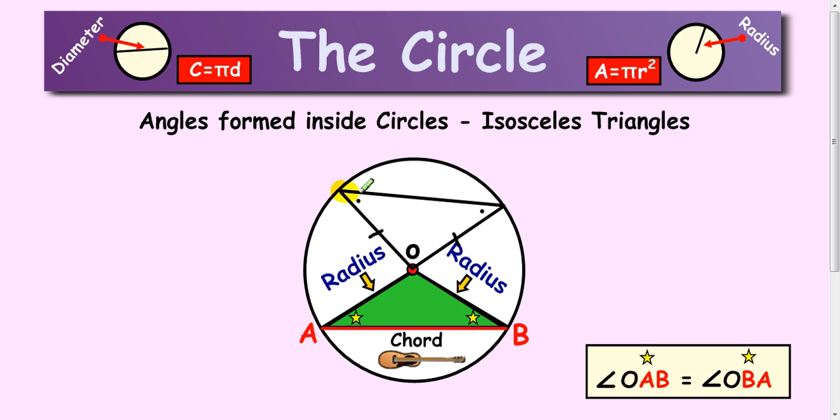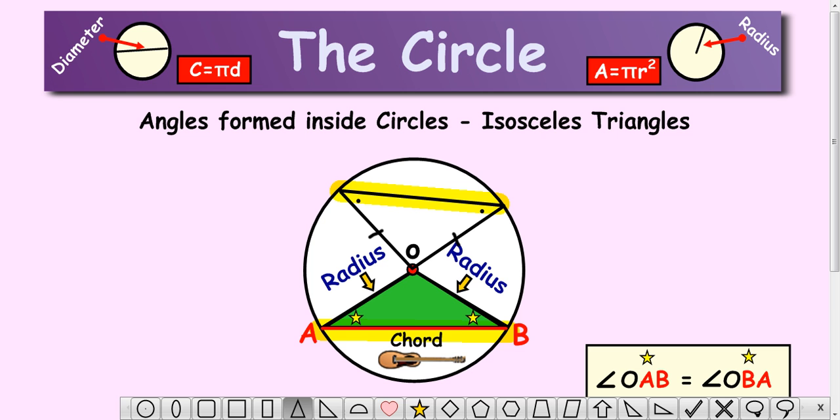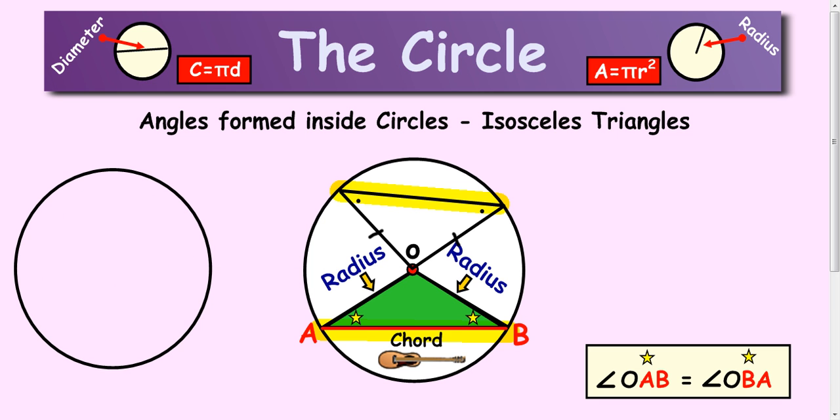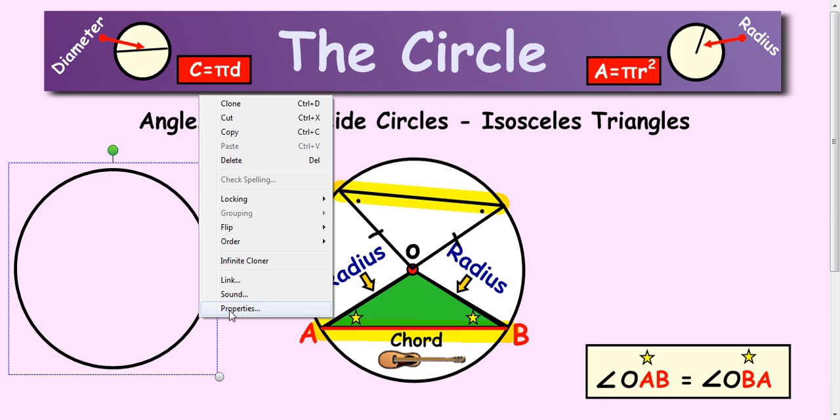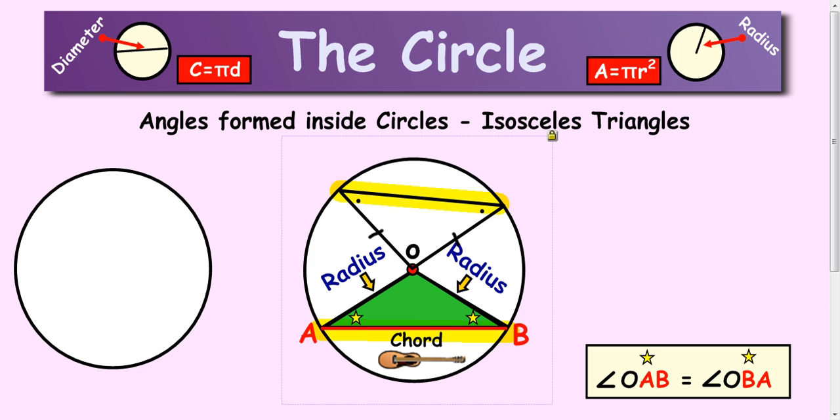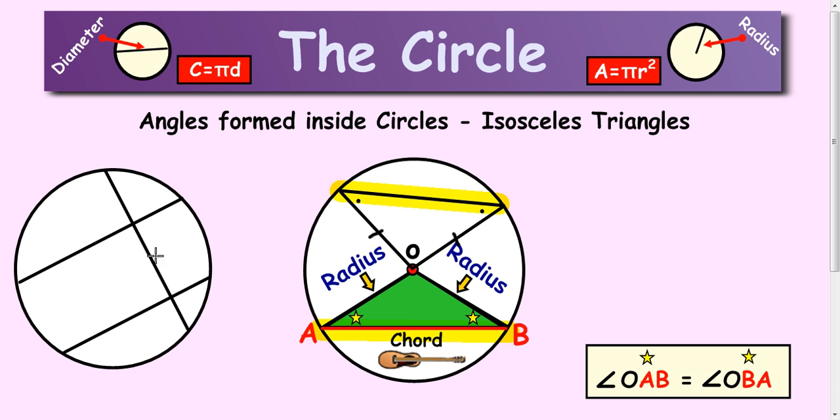This new line that we've created here is called a chord. A chord is a line that touches one side of the circle, joins up to the other, but it doesn't go through the centre point, or it would be called a diameter. Here's another chord here. Any line through a circle that doesn't go through the centre point and touches both sides, for example this line here, is called a chord. This line here is also a chord. This line here is also a chord. As long as it doesn't go through the centre, otherwise it would be called a diameter.